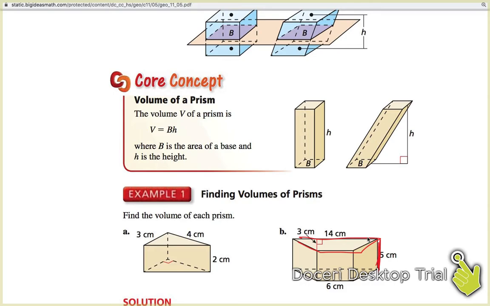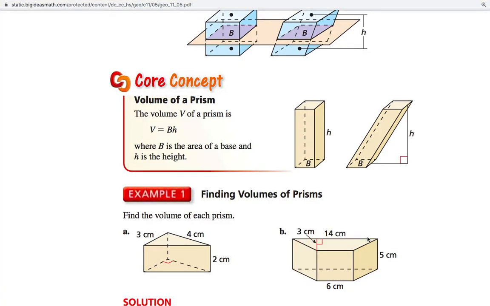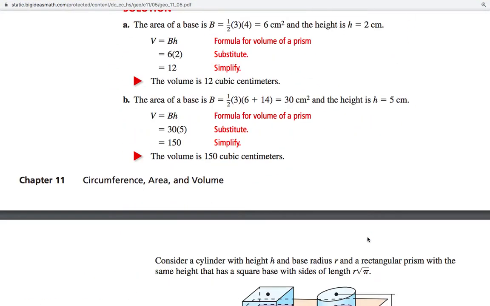Just keep in mind there are two different heights that we're talking about here. You've got the height of the prism, which is 5, but you've got the height of the trapezoid, which is 3. So just make sure you understand which height you're dealing with as you go through there.